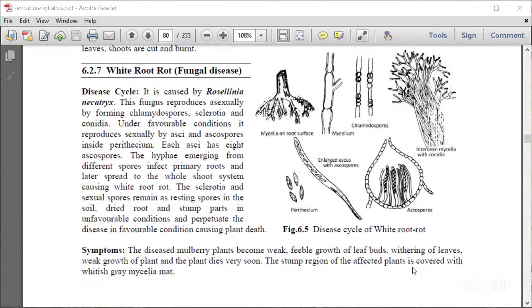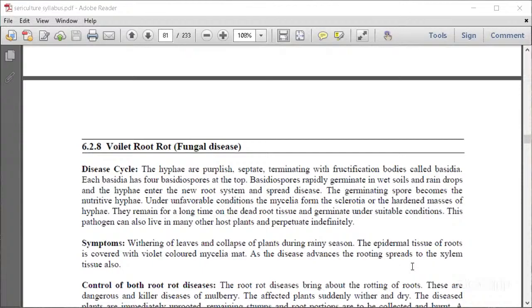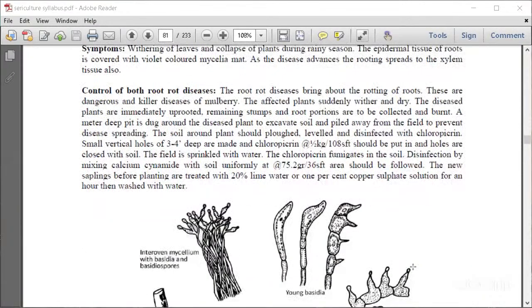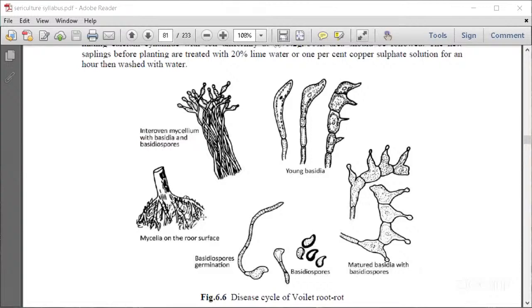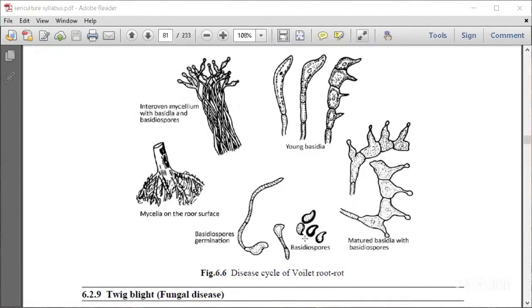Coming to the next root rot, the violet root rot fungal disease. Here you can see the clear pictures. Disease cycle of violet root rot. This violet root rot is also a fungal disease. The hyphae are purplish and septate and terminate with fructification bodies called basidia. Each basidium has 4 basidiospores. Here you can see the basidia and basidiospores.